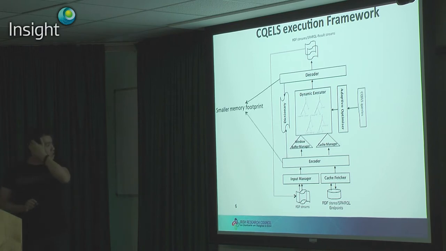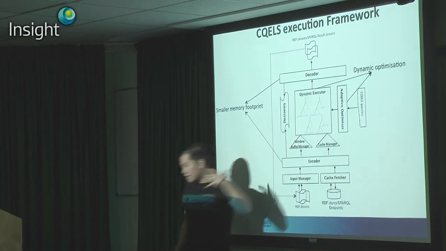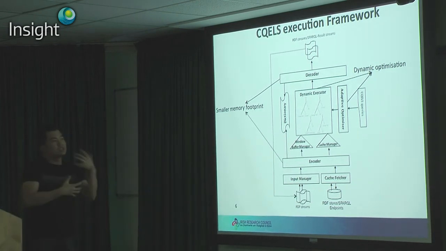This architecture allows us to have a very small memory footprint, to help us load as much data into memory as possible, because we have a lot of data, not coming from a stream, but from the linked data cloud, like billions of triples. So we have an encoder that encodes data into a really tiny data structure that reduces data considerably. We also have something we call dynamic optimization that can work with stream data, because the data changes all the time. You know the query first, but you don't know what the data looks like up front.